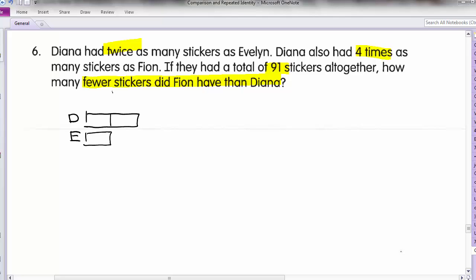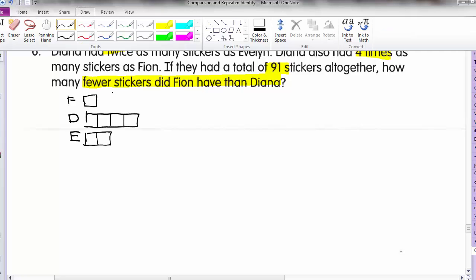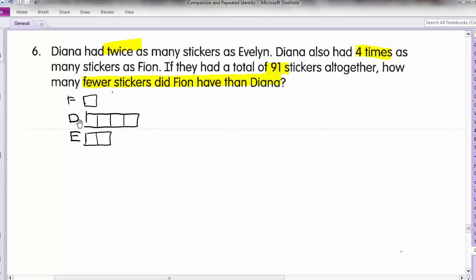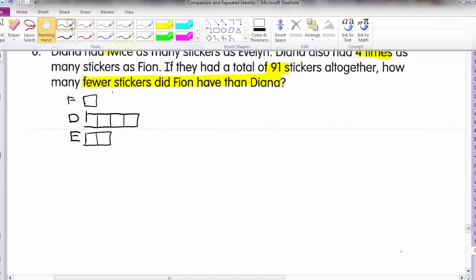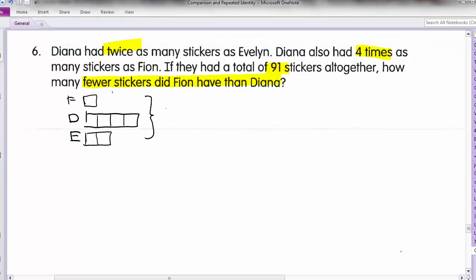Now it says here Diana also had 4 times as many as Fionn. So I need 4 units for Diana. I already have 2 units here, so I just further divide this. Now if I divide this, I need to remember to divide this, because Fionn is only 1 unit. So let's check whether we are correct. Diana twice as Evelyn. So Evelyn now has 2 units, Diana has 4 units. Twice, correct. 2 times 2 is 4. Diana 4 times as Fionn. Okay, very good. Total, they have 91 stickers.